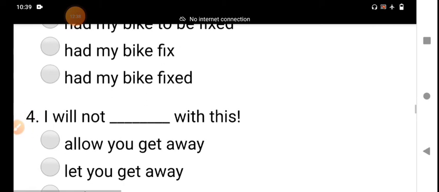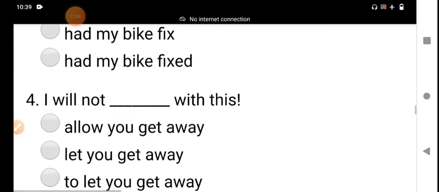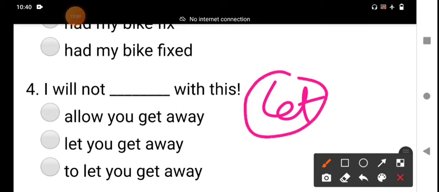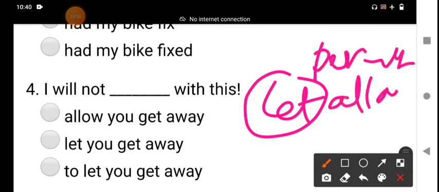Please listen carefully. Fourth one. Here, I will not dash with this. Here the causative verb is let. What is the meaning of let? Let means permit or allow to do something. Permit or allow are more formal words for saying let.